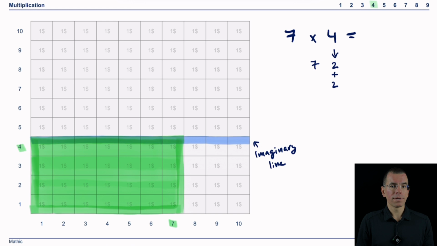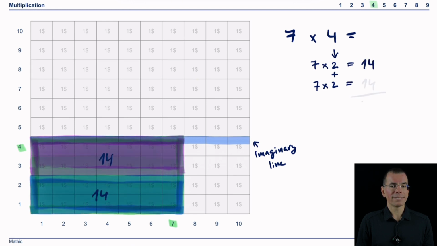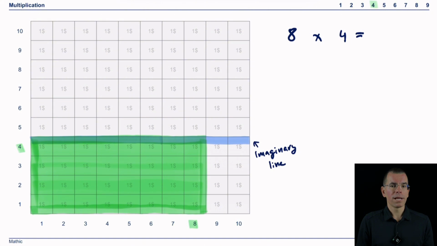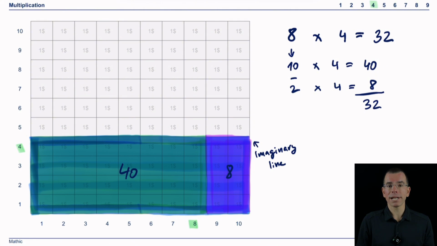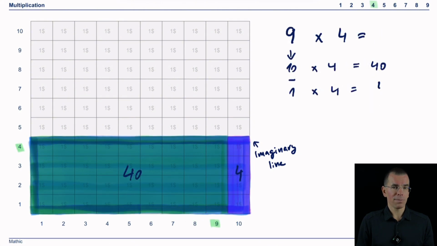7 times 4, it's easiest to split 4 into 2 plus 2 and sum 7 times 2 and 7 times 2. 8 times 4, let's use the same approach. Alternatively, we can use the property of number 8 being 10 less 2. We can multiply 10 times 4 first and then subtract 2 times 4 to get the final result. Similar approach could be used for multiplication of 9 times 4.